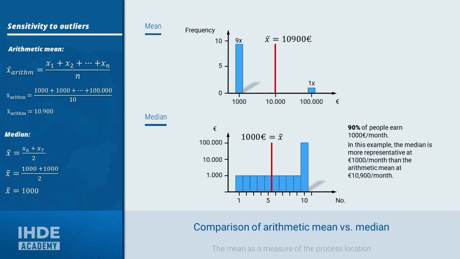If 9 out of 10 people, that is 90%, earn 1,000 euros a month, then an average monthly income of 1,000 euros is more representative than 10,900 euros. In this example, the median is more representative than the mean value. The arithmetic mean can be sensitive to outliers. It is therefore necessary to consider carefully which average value best represents a group of values.